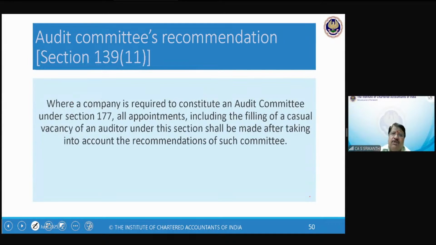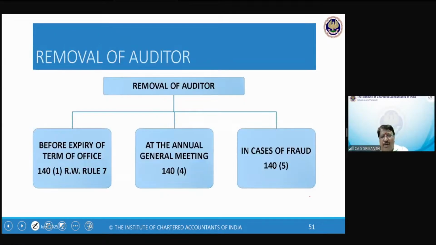We already saw this, where a company is required to constitute an audit committee. All appointments, including the filling of a casual vacancy of an auditor under this section, shall be made after taking into account the recommendations of the committee. The audit committee is very important in this.